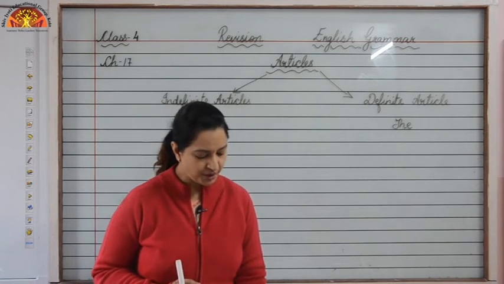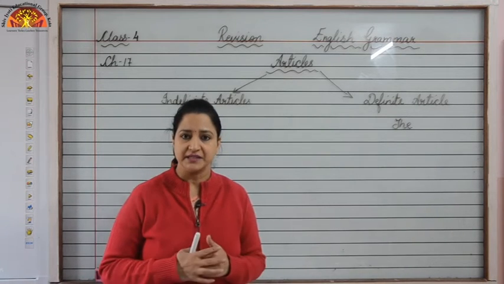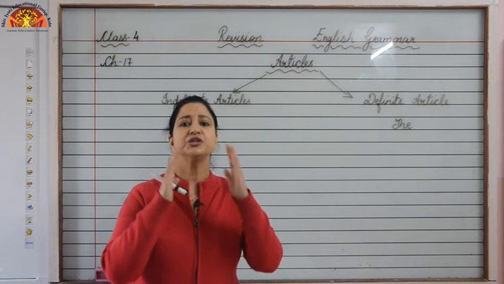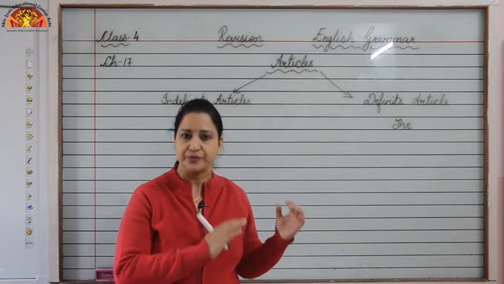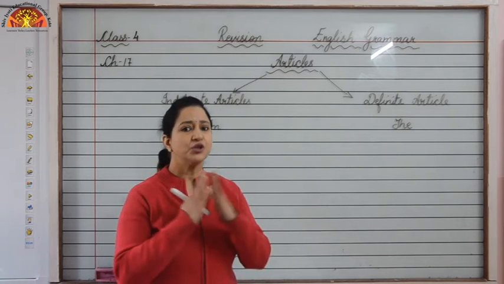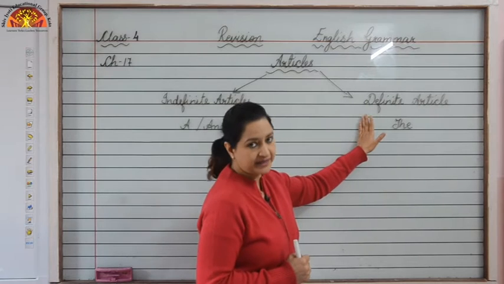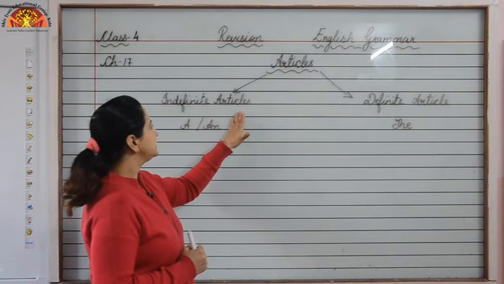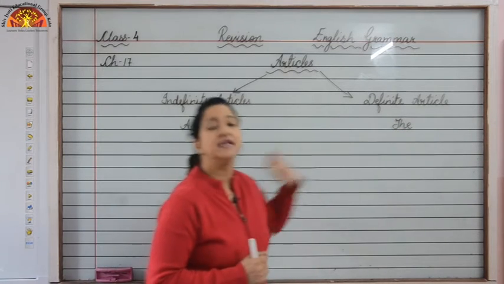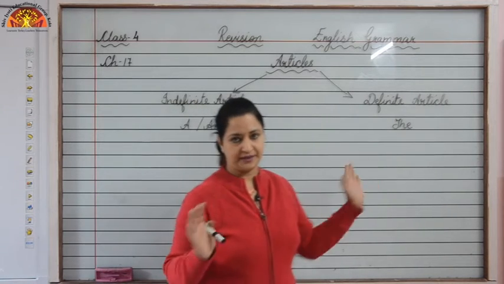Open your books on page number 78, chapter number 17 articles. Now what are articles? Articles are the special words used before nouns or noun phrases. We use articles before nouns or noun phrases. Articles are of 2 types: indefinite articles and definite article. Indefinite articles are a and an, and definite article is the.